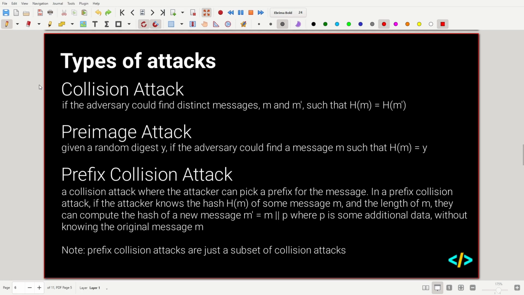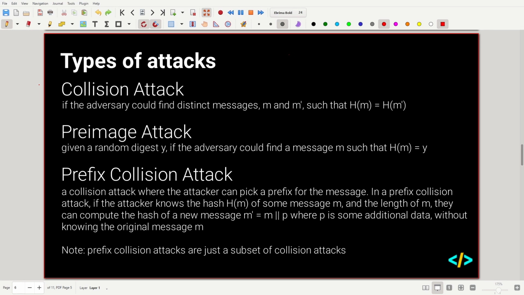Okay, moving on. So types of attacks. There's different ways we might try and attack a hash function and compromise its security. Now, a collision attack, I'd say, is probably the most basic, the most generic attack, where we can find 2 distinct messages. Here I've just called them m and m prime, where the hashes of those 2 messages are identical.